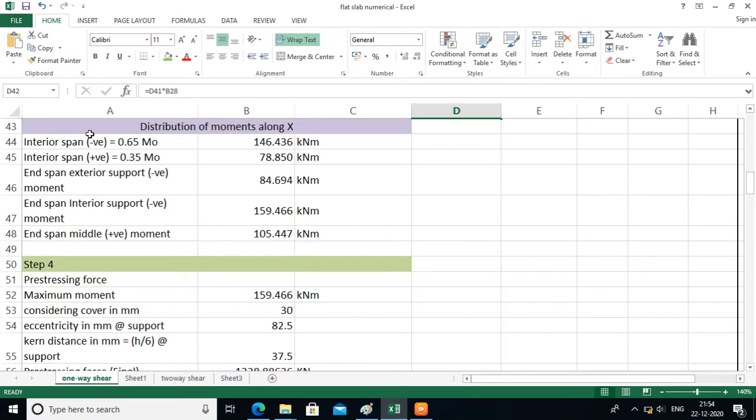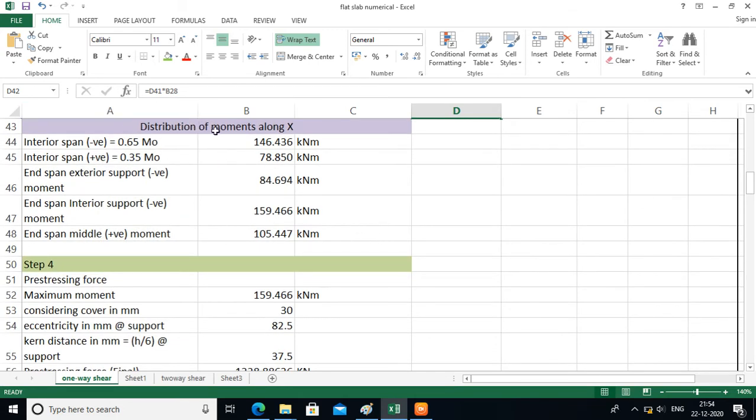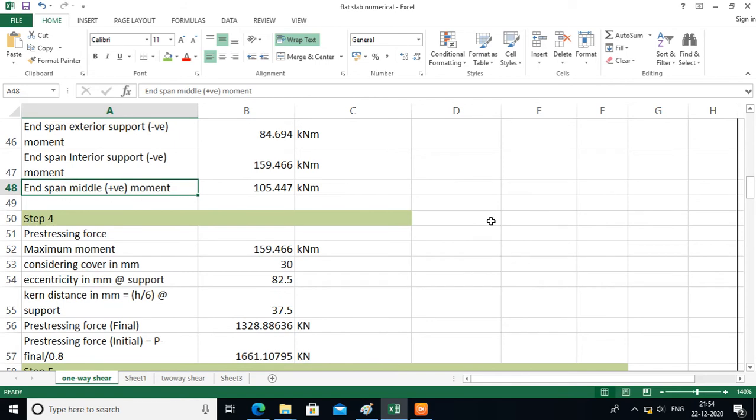Okay, so this is the summary of the distribution of moment along the x direction. So the interior span negative, interior span positive, end span exterior support, end span interior support, and end span middle moment. These are the moments we are getting with the help of the analysis method, that is the direct design method of analysis, and these moments we are going to use for the further calculation. Now for the further calculations, we have step 4.